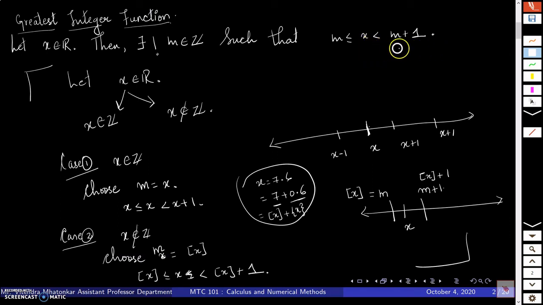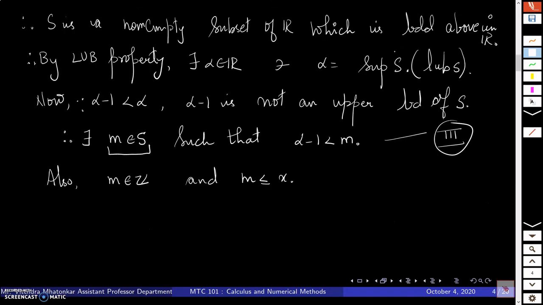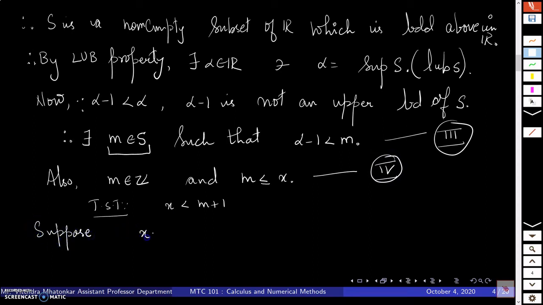So I want to show that x is strictly less than m plus 1. We will go by contradiction. Before that, I will name this statement as 4. So suppose not. We will assume its opposite. Suppose x is greater than or equal to m plus 1. By law of trichotomy, if the given statement is false, that means this has to be true. So I'm assuming that x is bigger than or equal to m plus 1.